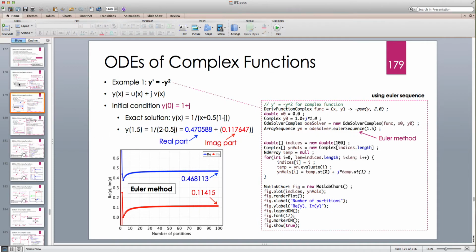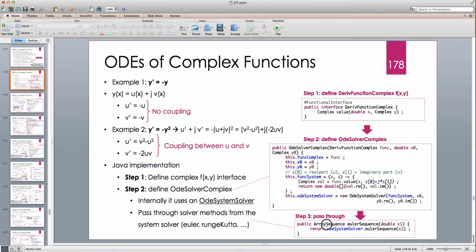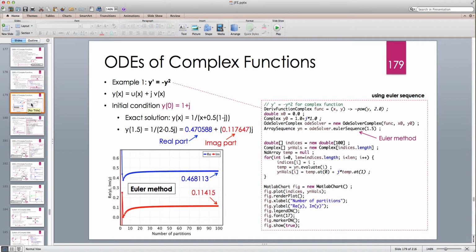Now we use our array sequence method here for the Euler sequence, and this returns sequences that converge to the real part of the solution and the imaginary part of the solution. Okay, so let's see what happens. As we expect for the Euler method, the convergence is painfully slow, but we definitely see the convergence, and they converge to basically the exact solution.